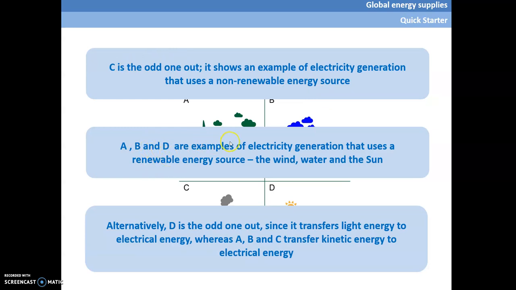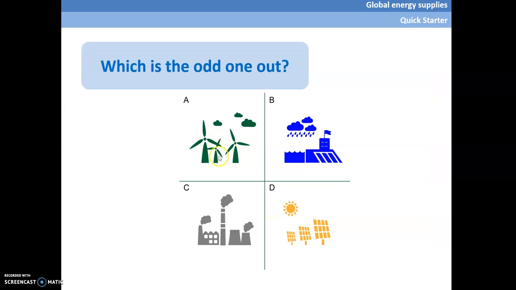But you could also choose D. D is the odd one out since it transfers light energy to electrical energy directly. D could be a photovoltaic cell, PV cell, like you have in your calculator. Whereas A, B and C, they transfer kinetic energy to electrical energy. With the wind, we have this kinetic energy driving a turbine. With coal, we'll heat up some water, changes into steam. That steam has kinetic energy. We use that to drive the turbine blades.